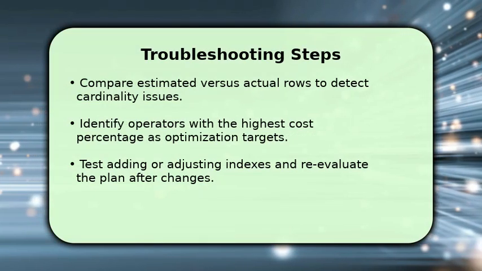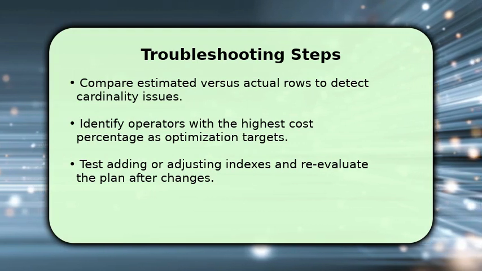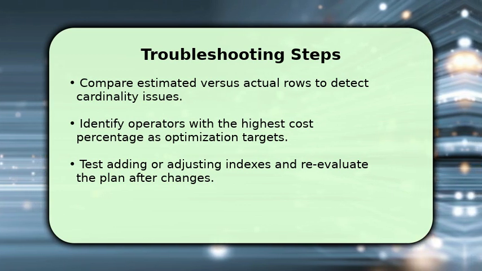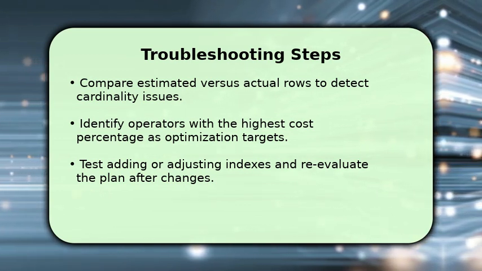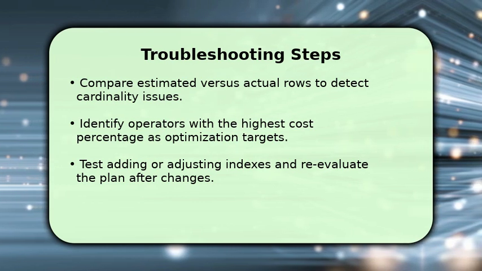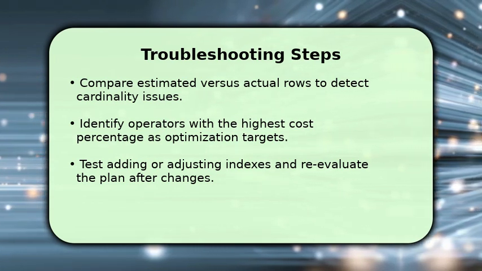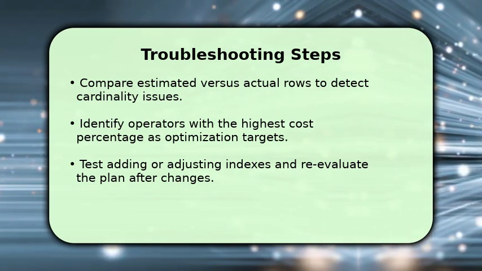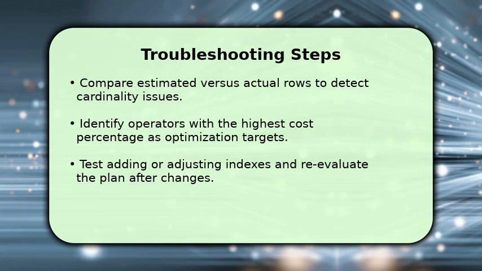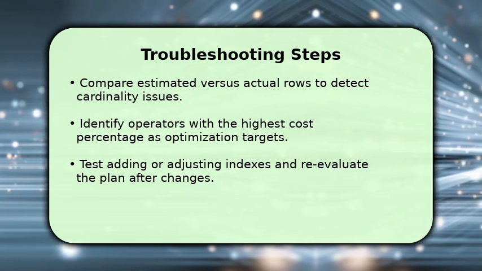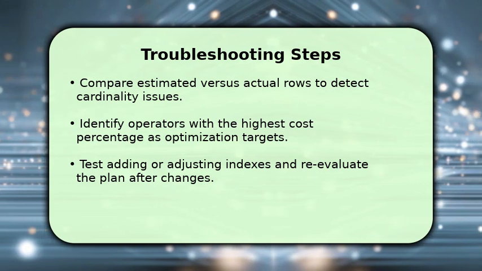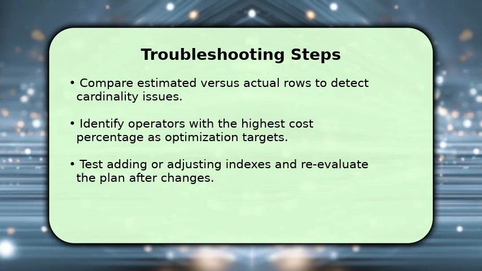This troubleshooting approach helps you systematically improve queries without guessing. Start by isolating the operator with the largest cost and inspect its inputs and predicates. If estimates are wrong, consider statistics updates or query rewrites that reduce cardinality surprises. Experiment with index changes on selective predicates, measure improvements, then revert if performance doesn't improve to avoid unnecessary maintenance overhead.